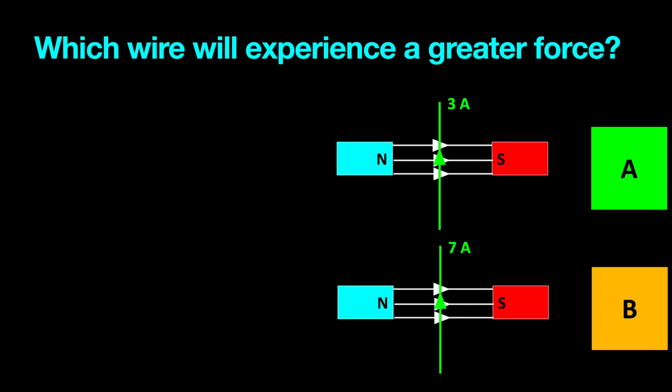Take a look at these two diagrams. They differ very slightly. On top we have diagram A, and below we have diagram B. In the middle of these two magnets, we have a current carrying wire. Which wire do you think experiences a greater force? Pause the video and think.